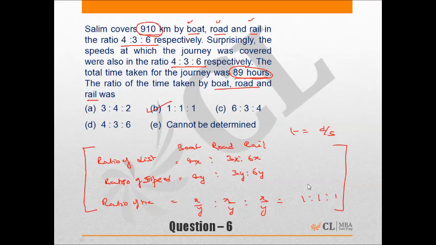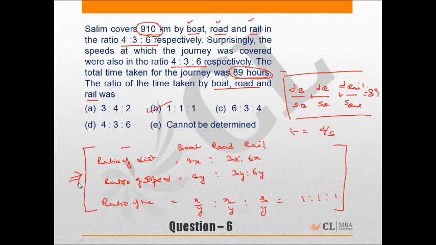As I said earlier, do not calculate the distance covered by boat, road or rail. If you are calculating the distance by boat, distance by road or distance by rail and then dividing by speed of boat, speed of road, speed of rail and adding them up and then saying 89 equal to 89, you are wasting time. You will get the answer, I don't have any doubt about it, but it will be at the cost of some other questions. This is a complete wastage of time. Ratio is the way forward, which is what you have to get into the habit of. You have to start using ratios to get the answers. Let's move to the next question.